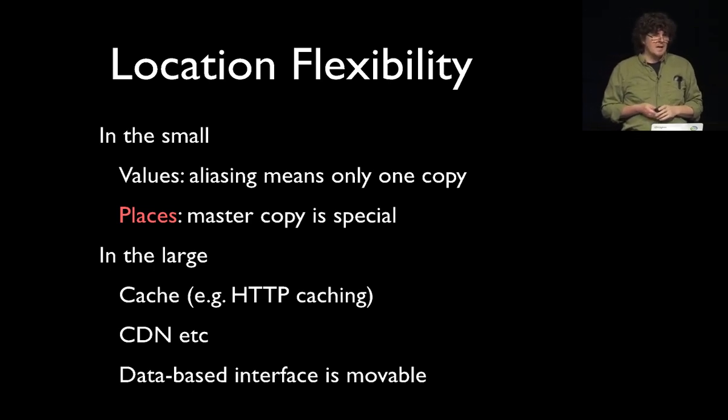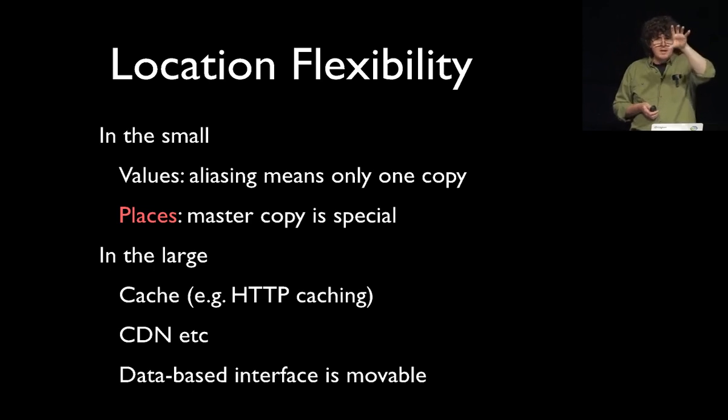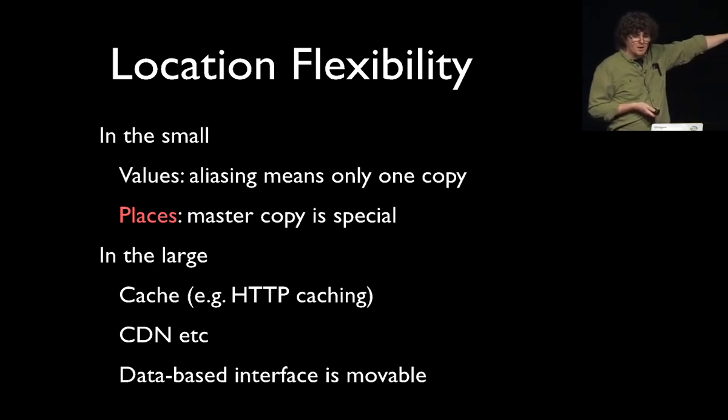In the large, again, we do this and we really care about it, right? We've incorporated those things in the HTTP protocol and whatnot so that we can do caching. We can say, this expires, this value is stable, and therefore you don't need to come to me every time to figure out what it is. You can go to this cache over here, right? You can go to this content distribution network over there.